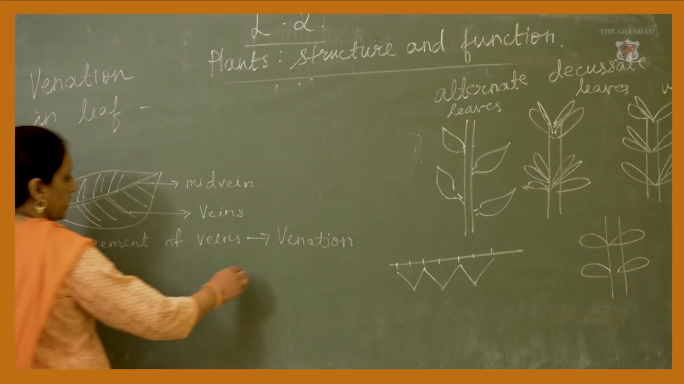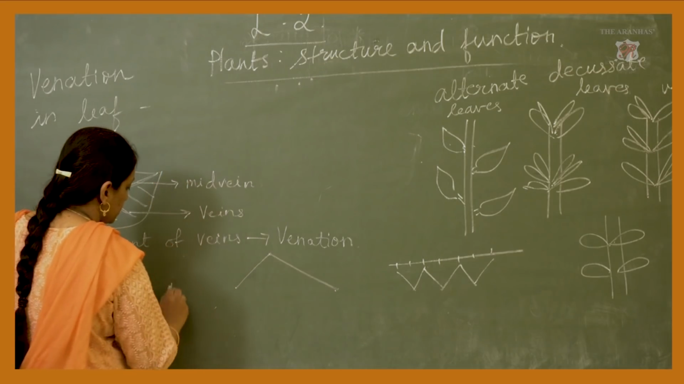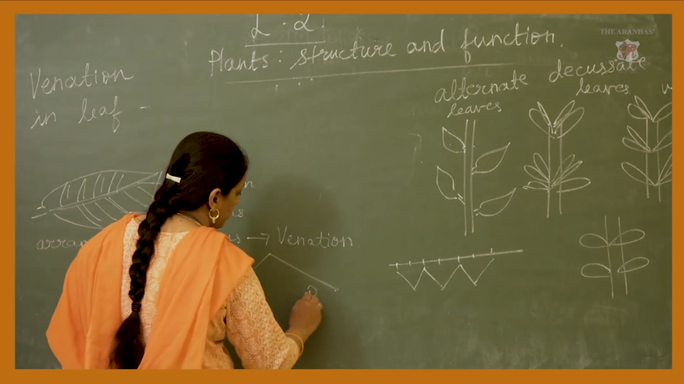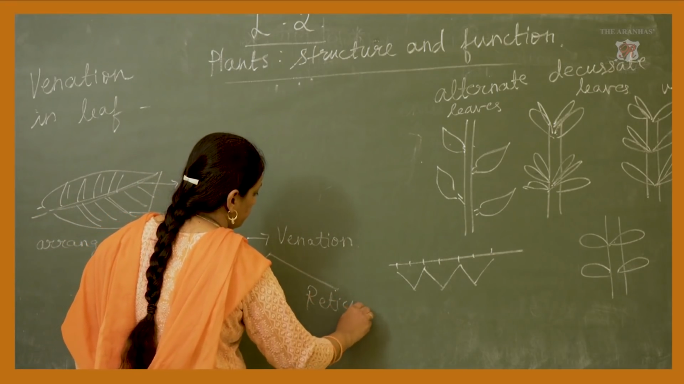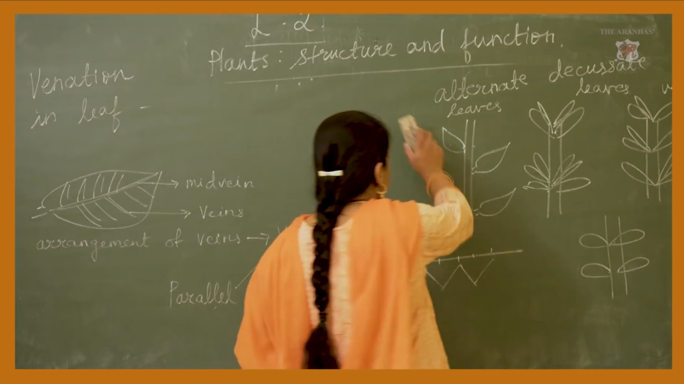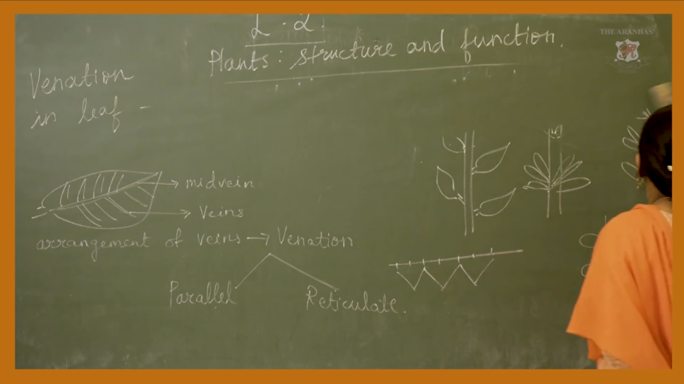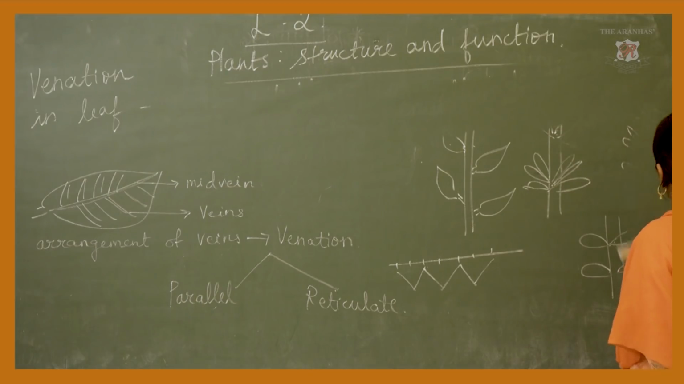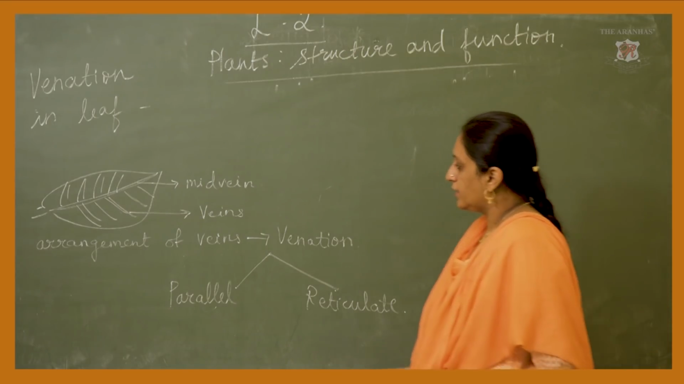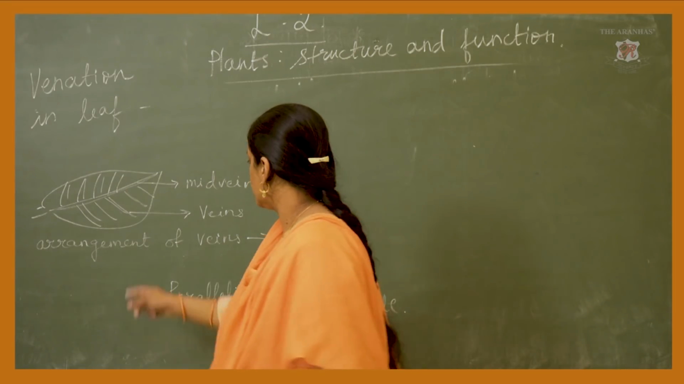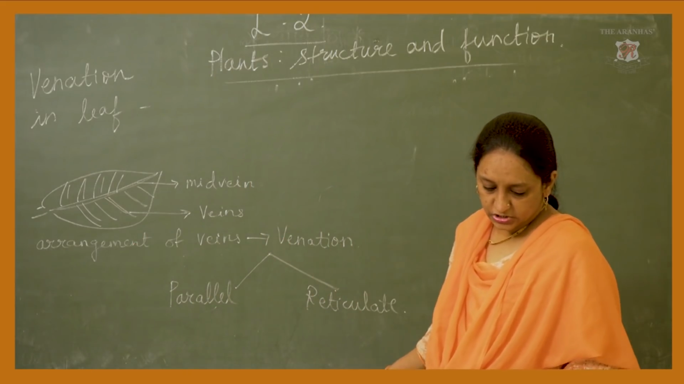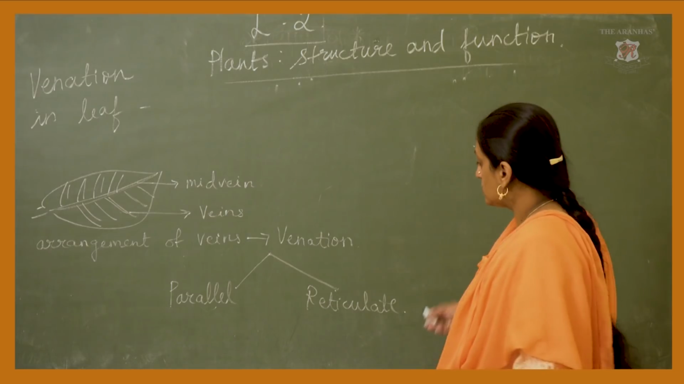Venation is of two types. Two types of venation are given for you in the book: parallel venation and reticulate venation. See, now pay attention. Arrangement of veins in the leaf is called venation. Two types of venation are parallel venation and reticulate venation. Now what is parallel venation?